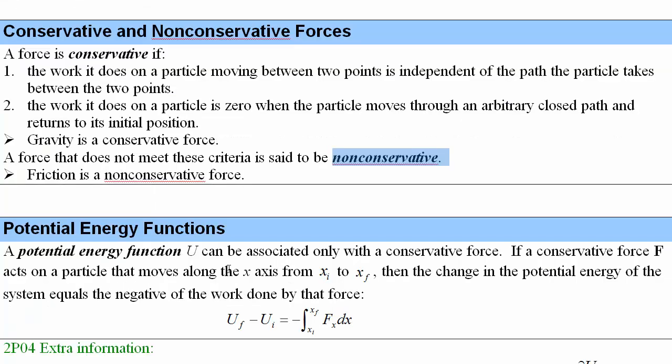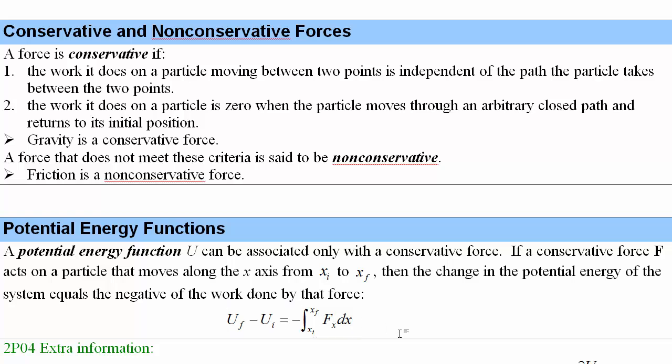Potential energy functions. A potential energy function can be associated only with conservative forces. If a conservative force acts on a particle that moves along the x-axis from initial to final, then the change in the potential energy of the system equals negative the work done by that force.